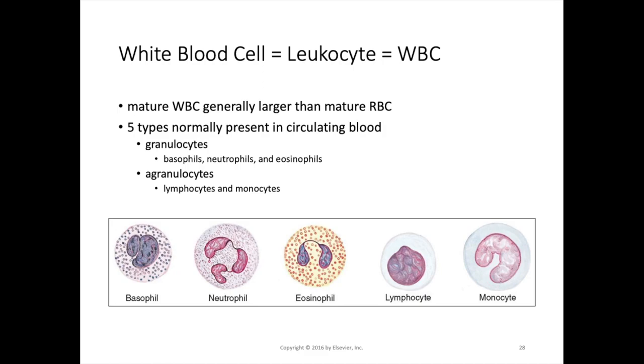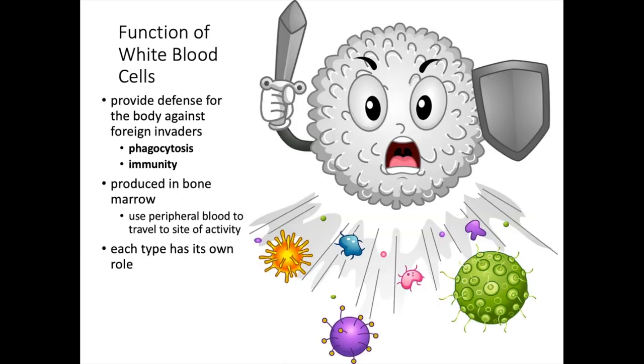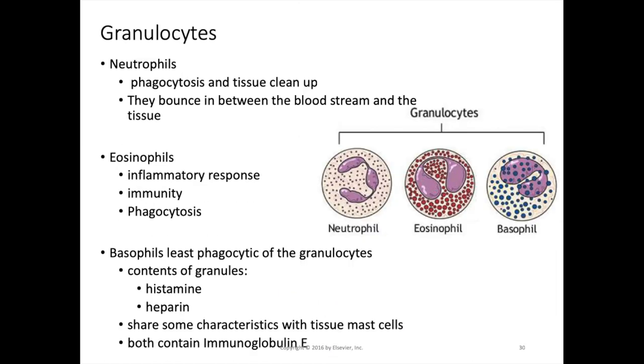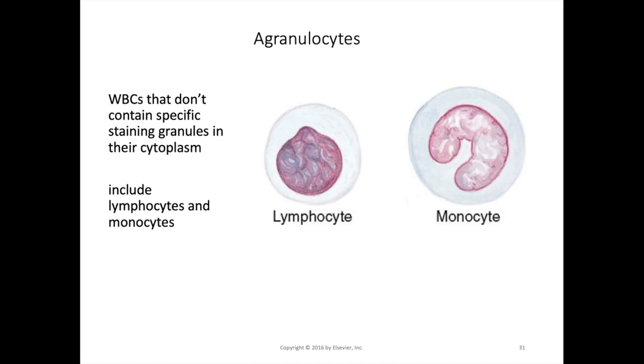The ones that I just described are called granulocytes. So basophil, neutrophil, and eosinophil, they all have little granules in their cytoplasm. The agranulocytes are lymphocytes and monocytes, which we'll talk about shortly. Overall, the function of white blood cells is to provide defense for the body against foreign invaders. So phagocytosis and immunity are really important. They're produced in the bone marrow, and they use peripheral blood to travel to the site of activity. Each type has its own role. I went through the neutrophils, the eosinophils, and the basophils. Those are the granulocytes. And then the agranulocytes, we have the white blood cells that don't contain specific staining granules in their cytoplasm. These include lymphocytes and monocytes.